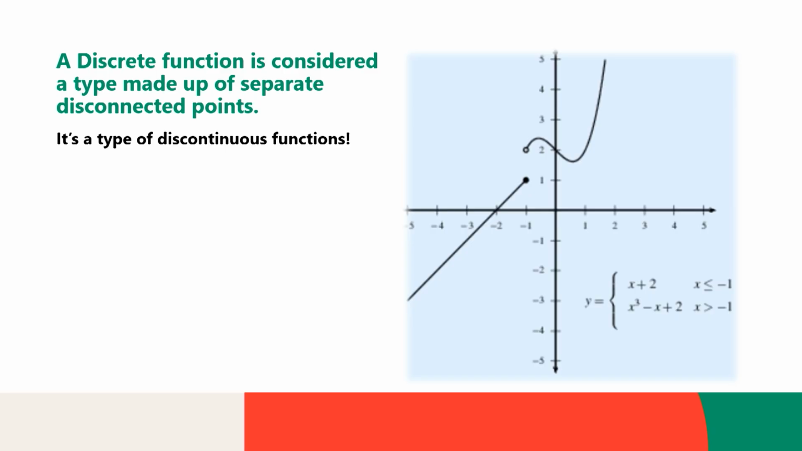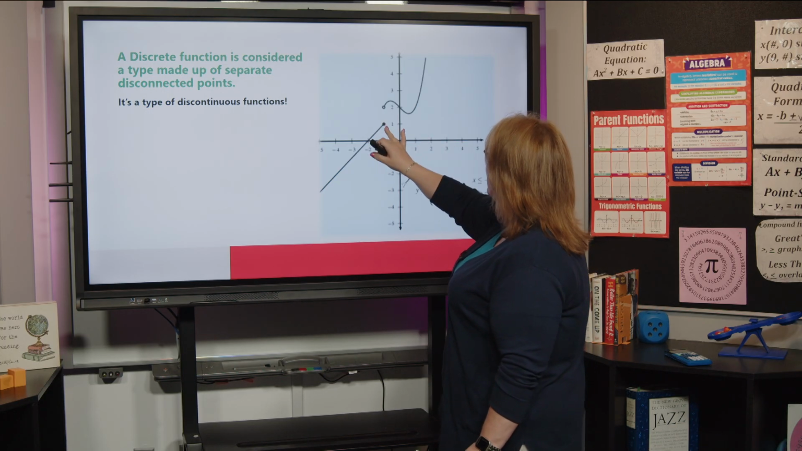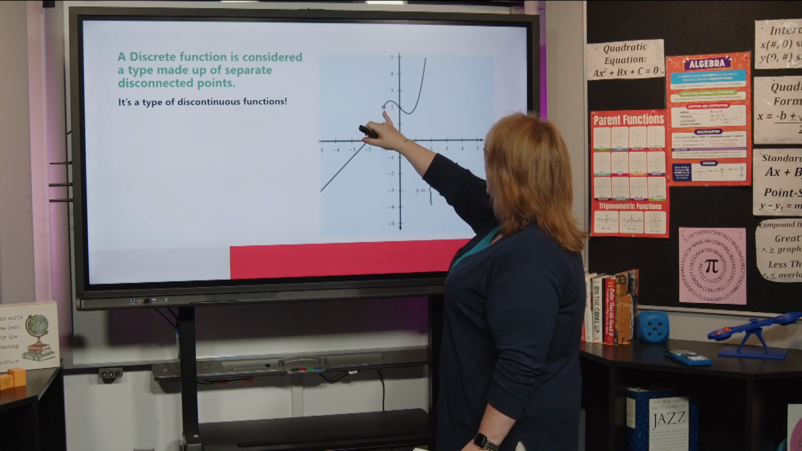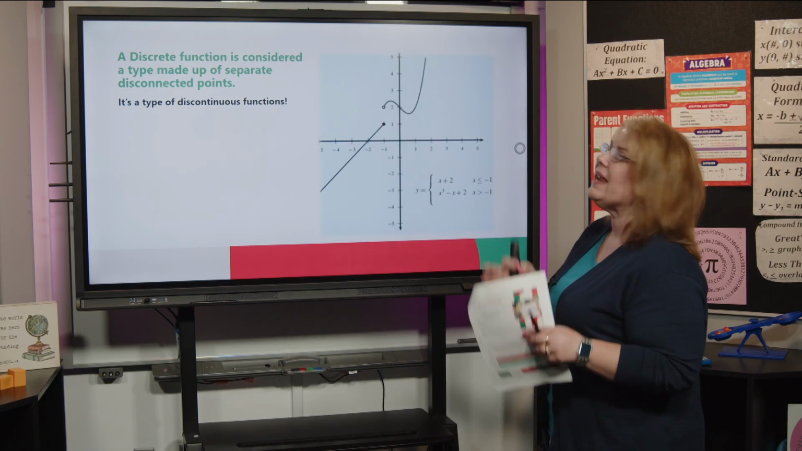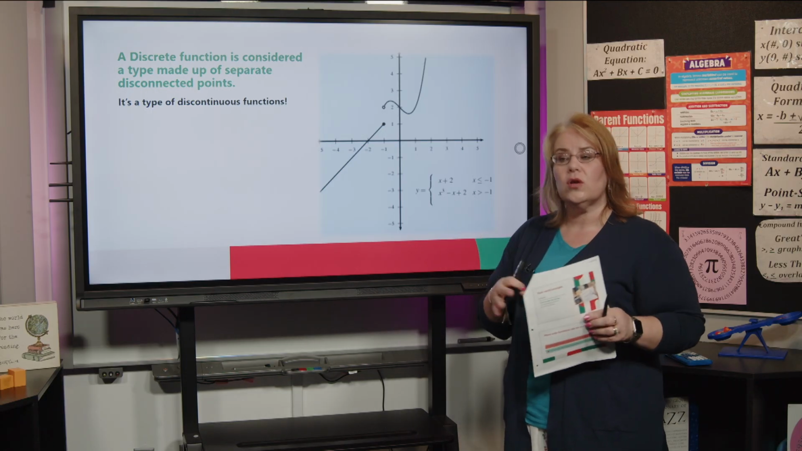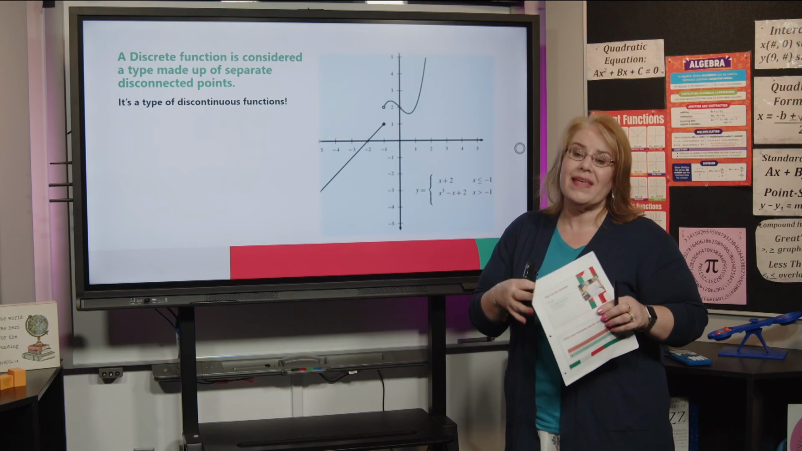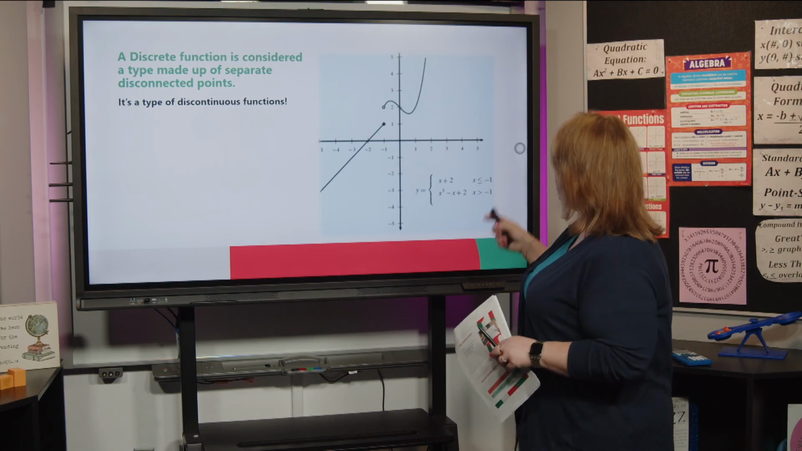All right, a discrete function is considered a type made of separate disconnected points. It is a type of discontinuous function. So we notice that we have the straight line, and it can include this 1, but it cannot include the -1 because it has the open circle. So depending on how your circles are open or closed, depends on if they can be or they cannot be included in this different function.